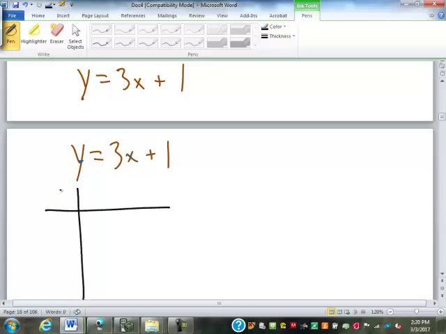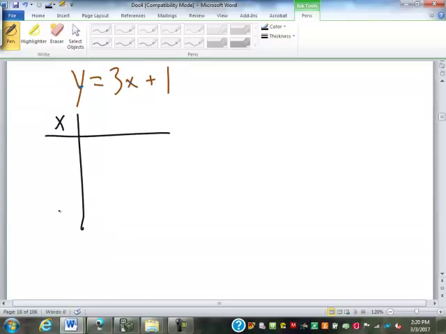So let's do this. I'm going to start out, I'm going to make a table, and I'm going to pick values of x. And I am going to then figure out what value of y makes that equation true. The reason I'm picking values of x here is because since y is equal to 3x plus 1, once I know the value of x, it's relatively easy to find y. If I picked values for y and I went the other way, it'd be a little bit more work.